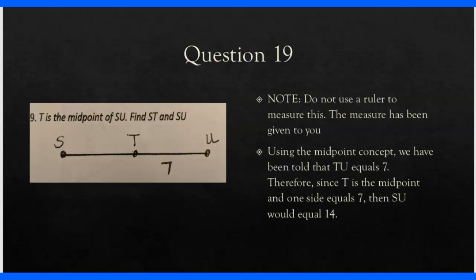Question 19. We had a line segment. T is the midpoint of segment SU. And they wanted you to find ST and SU. Now, some of you measured again. You are given the information right here. And so that is all you need. Now since we know that TU is 7, this is the midpoint, that means ST also has to equal 7. And that means the whole thing would be 14. So make sure you understand your midpoint formula.